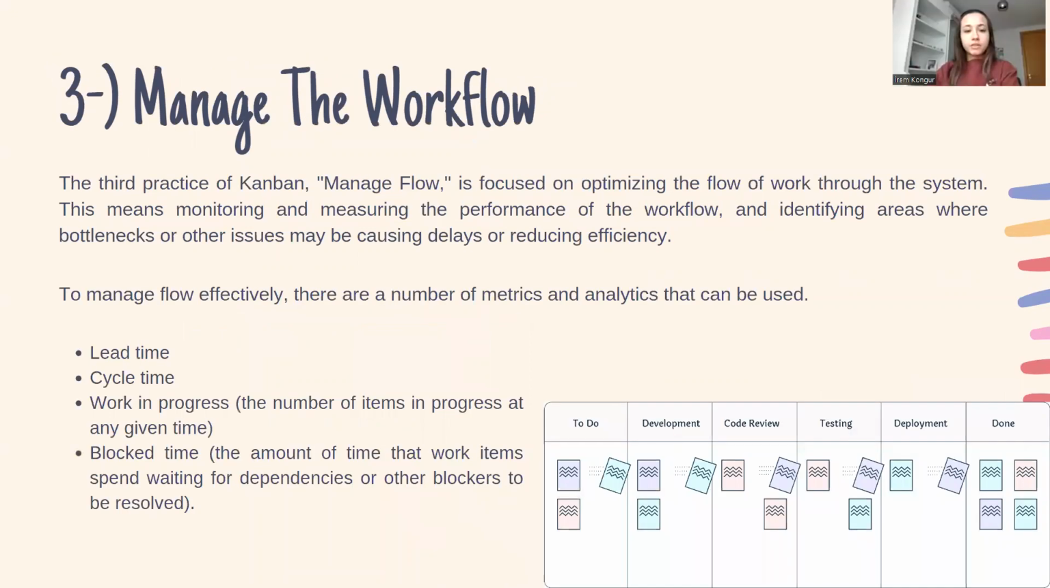The third practice of Kanban is manage flow, which involves optimizing the flow of work through the system by monitoring and measuring its performance. This can be done by tracking metrics such as lead time, cycle time, work in progress, and block time.